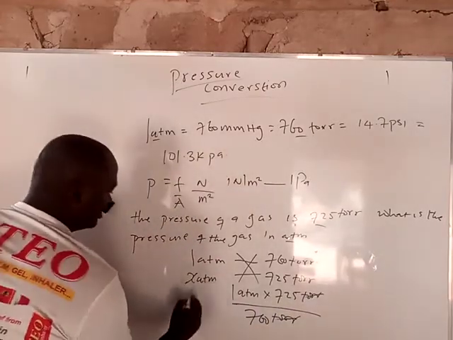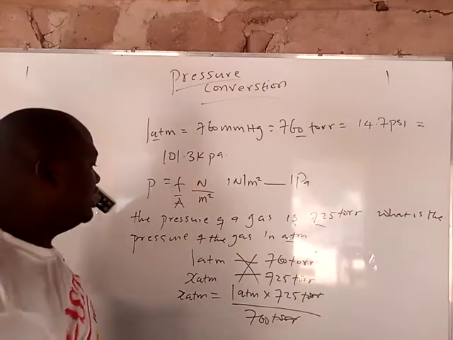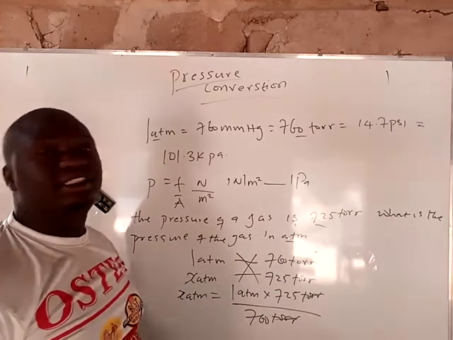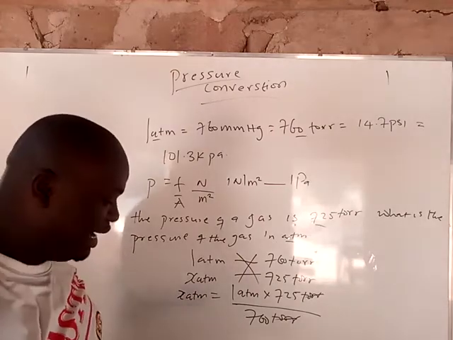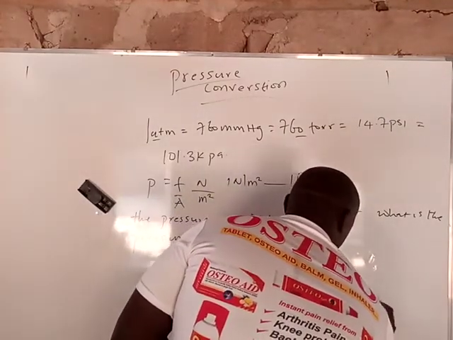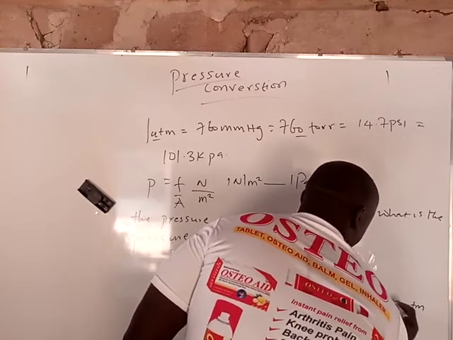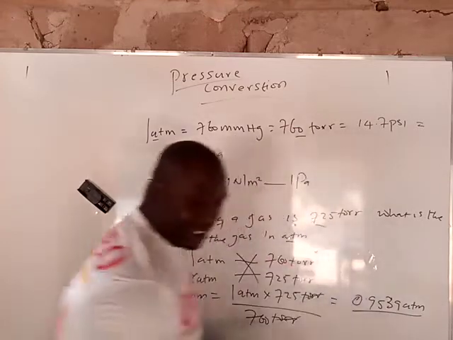Remember, this is our x in atm, which they asked us to find. You will now see that the only unit remaining is atm. Like I said, this is so easy. So your answer should be 0.9539 atm. And that is the answer.